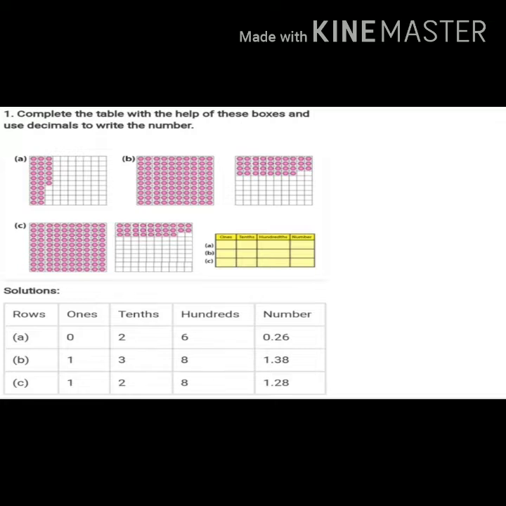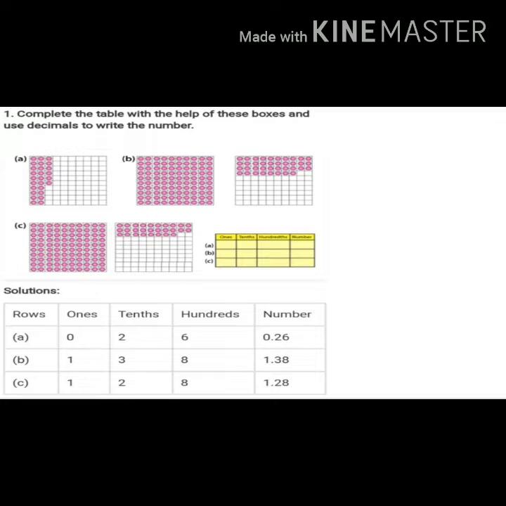B part. In B part, the first box is fully shaded, so we will consider it as the whole number and we write 1 at the ones place. The second box is partially shaded, in which 3 rows are fully shaded, so we will write 3 at the tenths place, and the fourth row is partially shaded, in which 8 boxes are shaded, so we will write 8 at the hundredths place, so we will get 1.38 as the number.